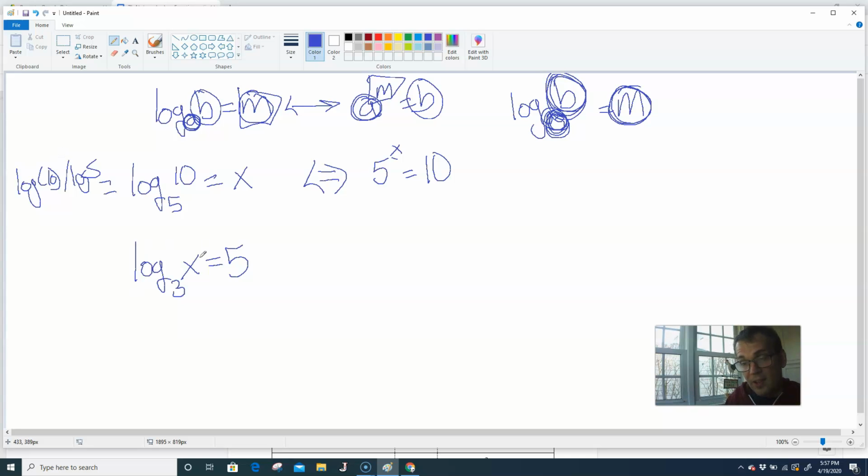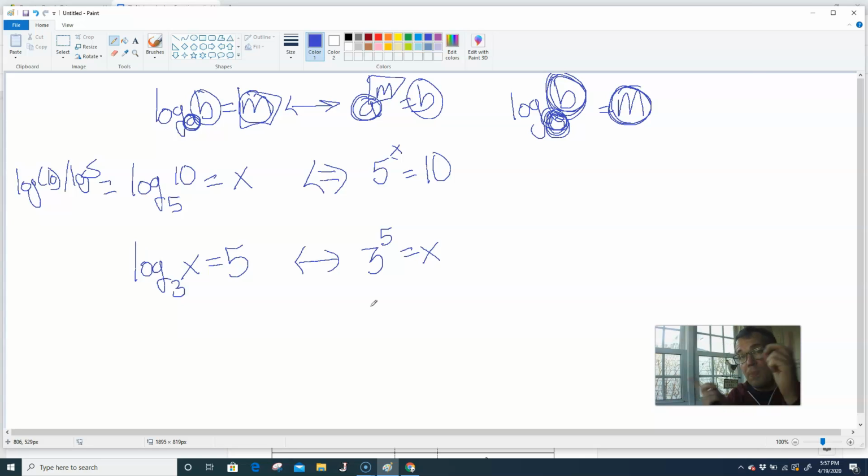On the other hand, if my unknown's in the log, then I'm going to switch to exponential form. I'm going to do kind of the same thing. This down here is the base, this is the exponent, and this is what it's supposed to equal. So I'll change this to: that's the base, that's the exponent, this is what it equals. For this one, I could then just get my calculator out and take 3 to the 5th. It's a big number, I can't do it off the top of my head.